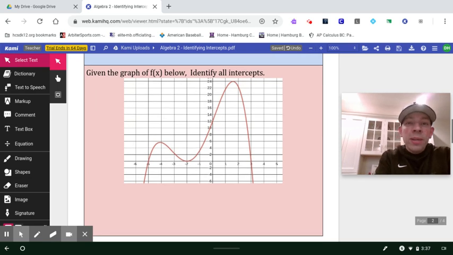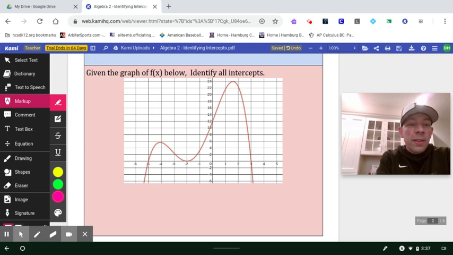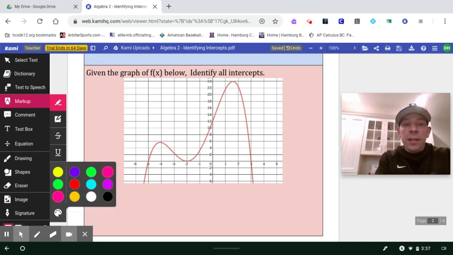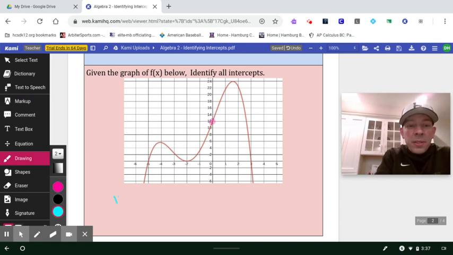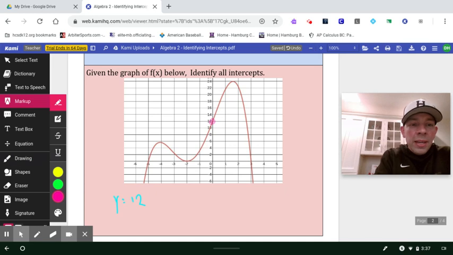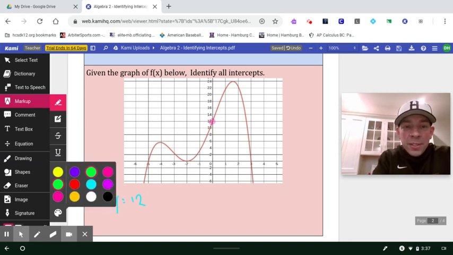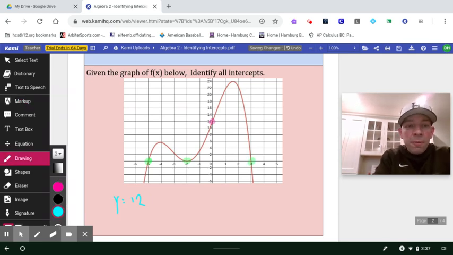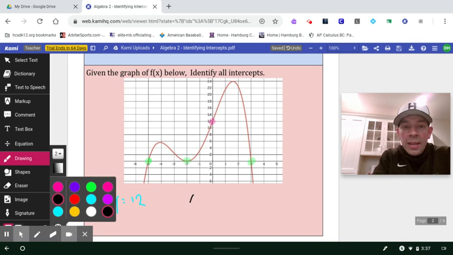All right, so can we identify all the intercepts? Why don't we start with the one y-intercept that we're seeing here? So it looks like we're crossing the y-axis at 12. So I'm going to simply say y equals 12 as an intercept. And then it looks like we've got three x-intercepts, maybe -5, -2, +3. We'll list all of those here: x equals -5, x equals -2, x equals 3.